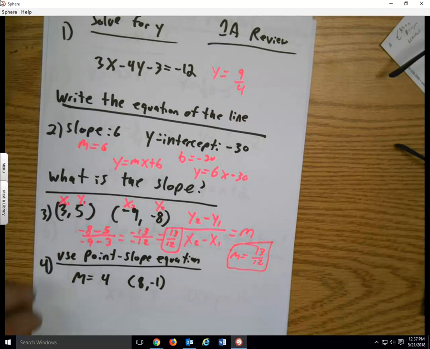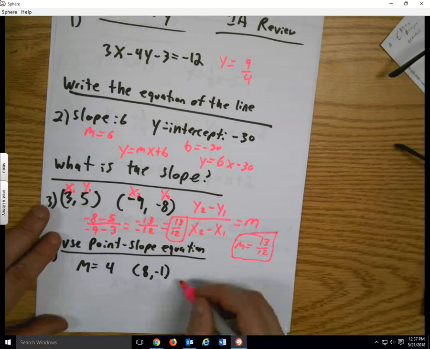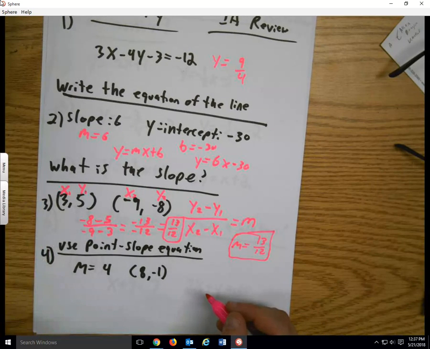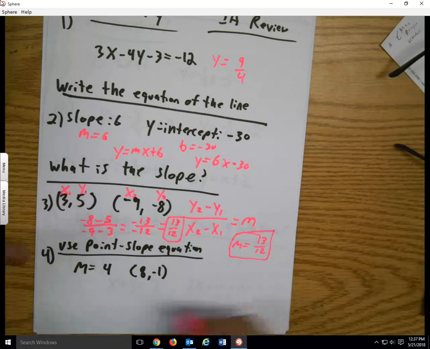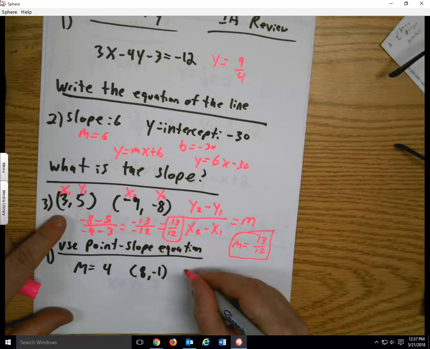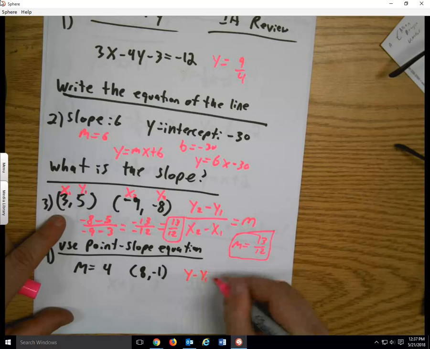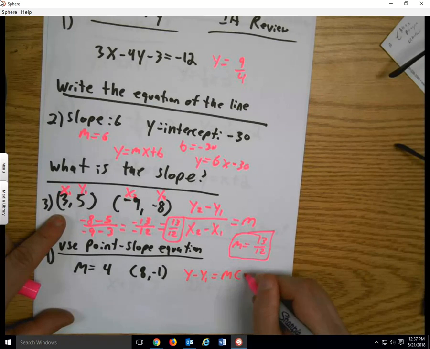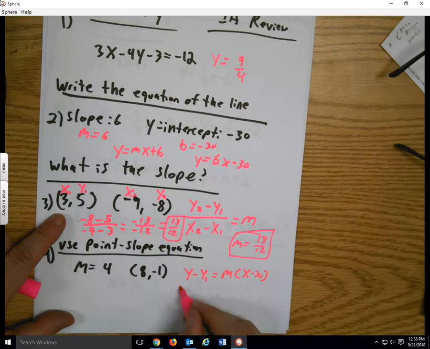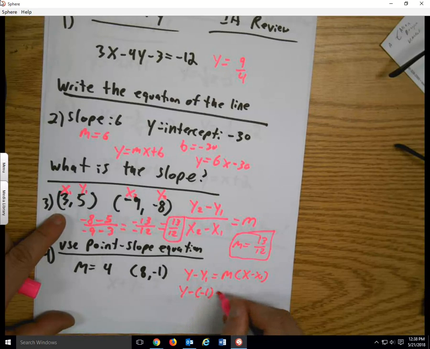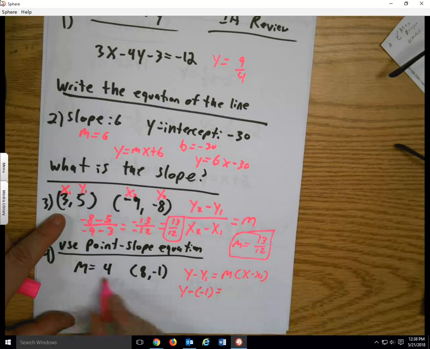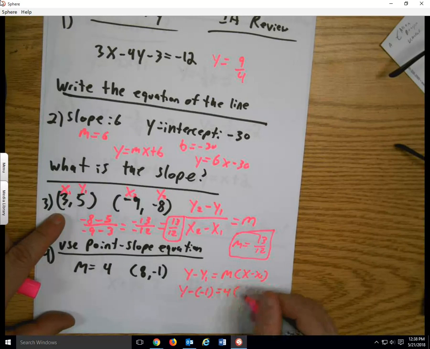Okay, the last one here is use the point slope equation. I think the most challenging part of that is just remembering what the point slope equation is. This might be one of those you might want to write down just because of that. The point slope equation is y minus y sub 1 equals m times the quantity of x minus x sub 1. So substitute the numbers in. The y is just a y. The y1 is the -1. The m is, well, the m is 4. The x is just the x, and the x1 is the 8.